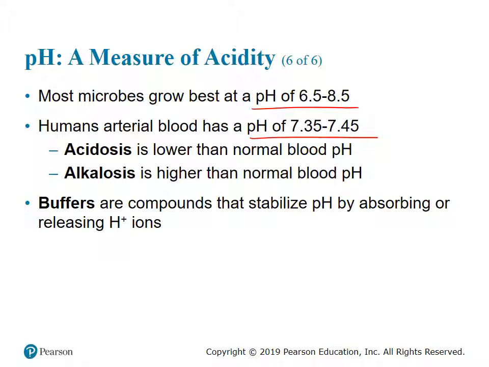Lo and behold, kind of right in the middle is what? 7, right? Neutral. So sometimes some organisms grow a little bit acidic or a little bit basic, but almost right in the middle of the pH scale. Does that make sense? Most microbes, not every single one of them on Earth, but the majority of them do.